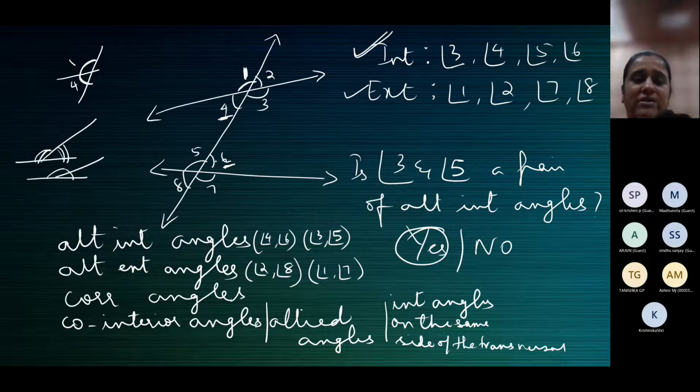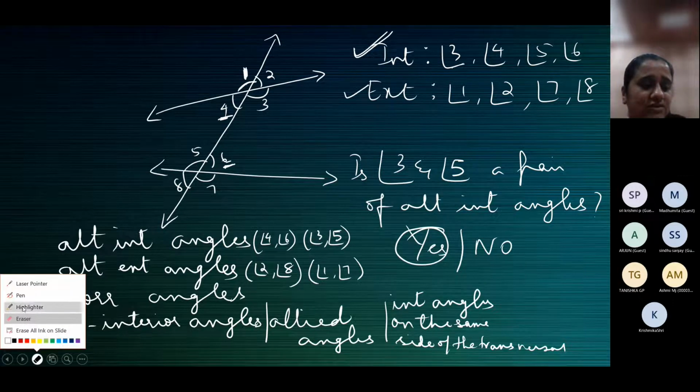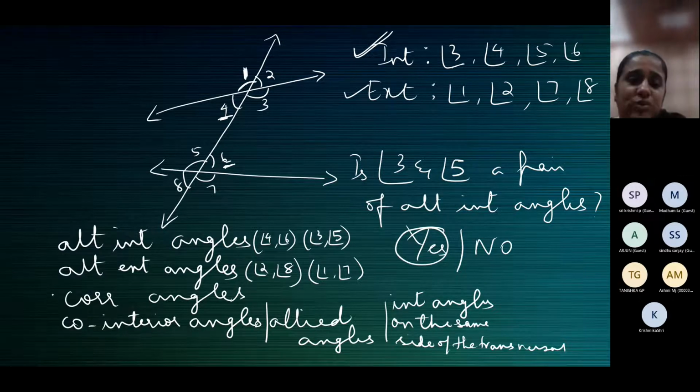So linear pair has nothing to do with parallel lines. You can find it even outside parallel lines or outside this figure. Like simply if you have a straight line and a ray on it, these two angles add up to 180. So angle 5 plus angle 6 is 180. Angle 6 plus 7 is 180. Angle 7 plus 8 is 180. 5 plus 8 is 180. They all form linear pairs.